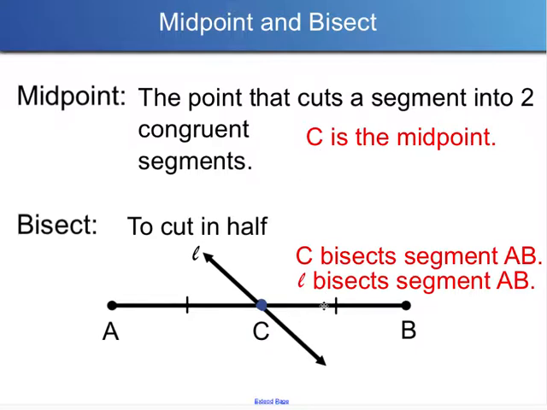Now when I talk about bisect, remember bisect means to cut in half. C bisects the segment AB, and the line L also bisects the segment AB. So it doesn't have to be a point. It's any geometric shape that would cut a segment in half or anything in half. That means it's bisecting that. So again, in this case, line L is bisecting segment AB. Point C is bisecting segment AB, and point C is the midpoint.